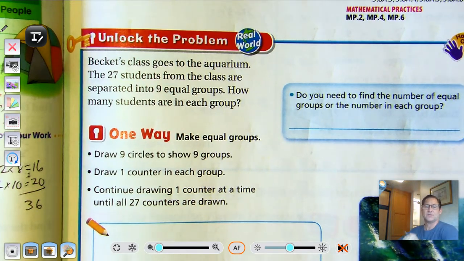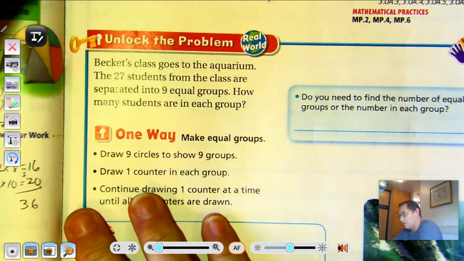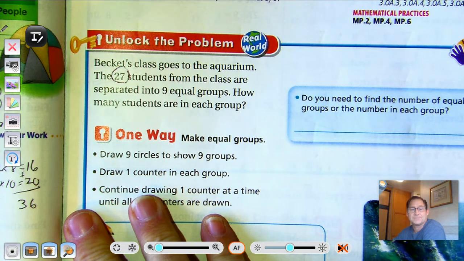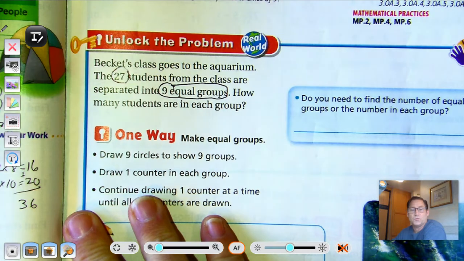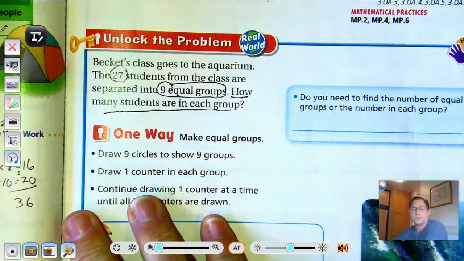Beckett's class goes to the aquarium. The 27 students from the class are separated into 9 equal groups. How many students are in each group? So let's circle the important information. We have 27 students from the class. They're going to be separated into 9 equal groups. So how many are they going to put into each group?